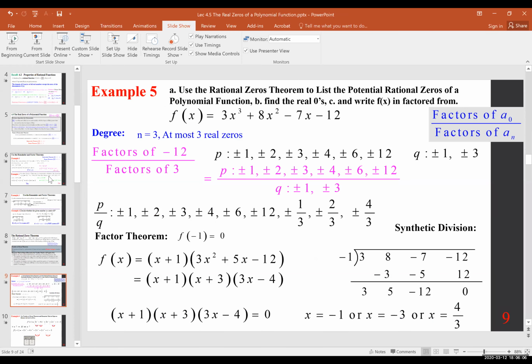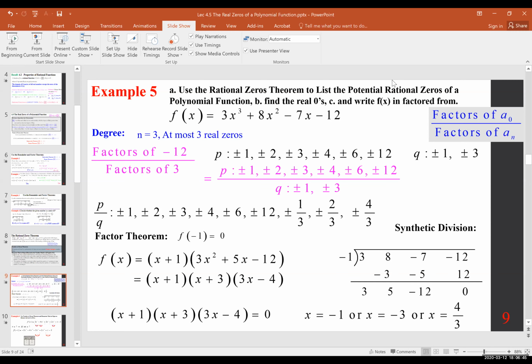Rational zeros, okay. To have a better understanding of that, we looked at a simple example. The idea behind the rational zero is when you write a polynomial in descending order, you look at two pieces of information: a sub zero, the constant, and a sub n, the leading coefficient, okay? And you find factors for each case, and you divide the factors of a sub zero over a sub n. So what are those? Those are possible rational solutions. It doesn't mean they are all solutions. Those are just possible solutions, okay?